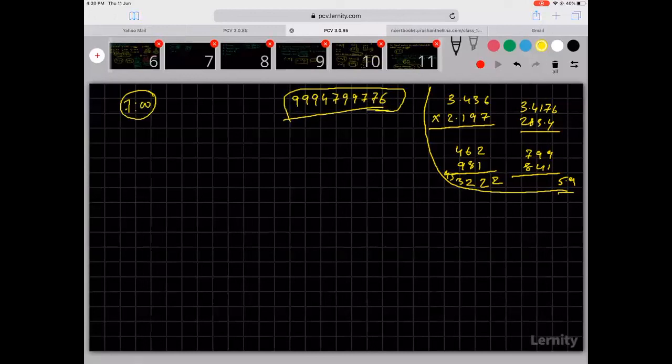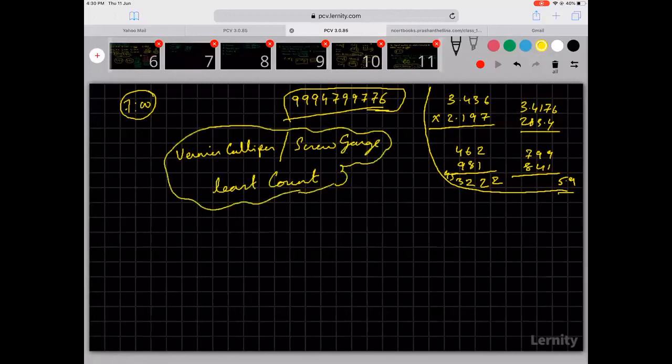Tomorrow's class, we will be working with vernier caliper, screw gauge, and we will try to understand what this concept of least count is. Okay, what is least count? We will want to know. So we will learn all these things in tomorrow's class. Okay, yeah, bye.